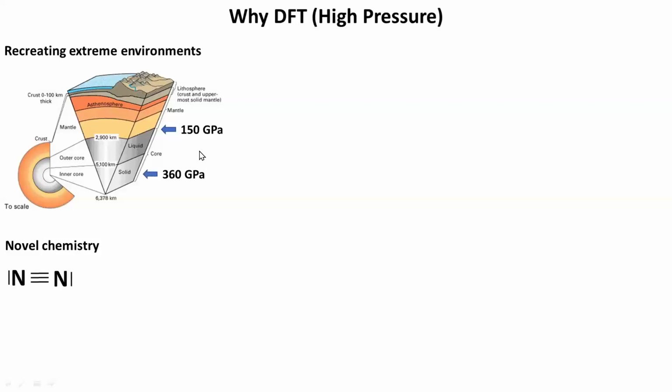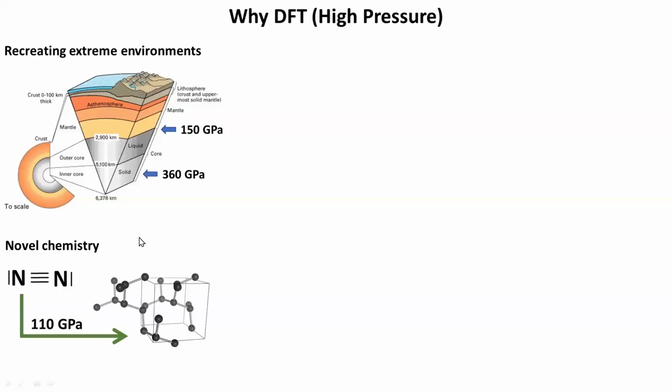But using density functional theory, we can easily create the environment of 150 GPa or 360 GPa. So we can investigate the properties of materials at these conditions, which are high pressure and high temperature and impossible to create in a laboratory. So we can find novel properties, such as the novel chemistry of nitrogen and of fluorides, and how materials behave at these conditions. These types of properties can easily be studied by density functional theory.